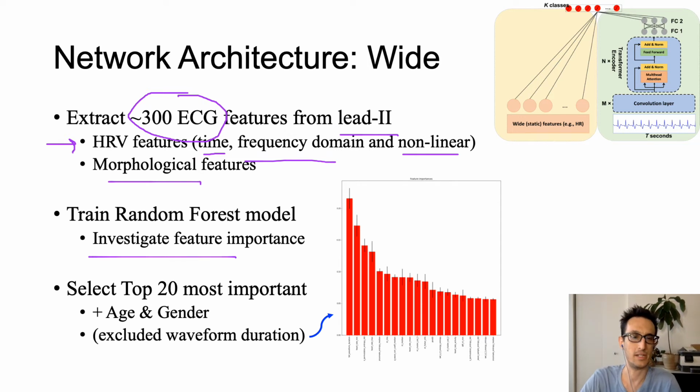And the first thing we did was we trained a random forest model, and we did this to investigate feature importance. So we selected the top 20 most important features just by eyeballing the data.